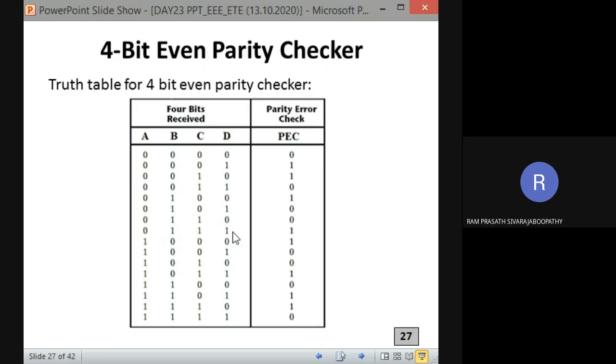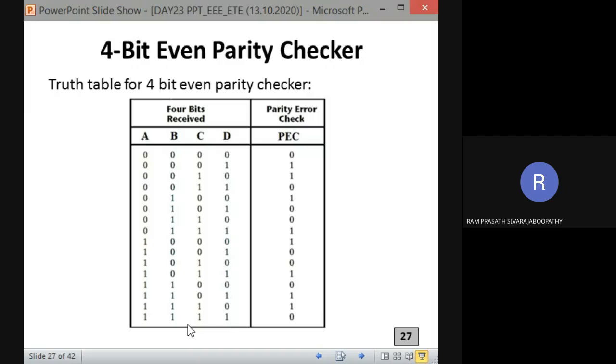0, 1, 1, 1 is odd parity. That means the received information is having an error, yes or no? Yes. So what about PEC now? It is 1. Like that I have filled the output for 16 combinations. Is it clear? If it transmits 1001 but receives 1100, here the positions of bits have changed, no sir. Is it an error, sir? Yes, definitely it is an error, but it cannot be detected by this circuit.